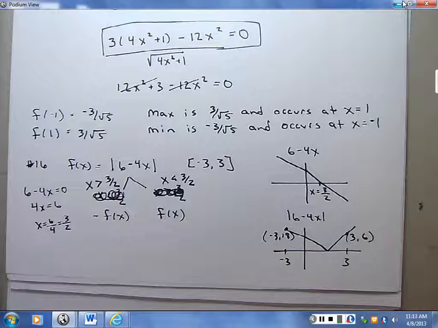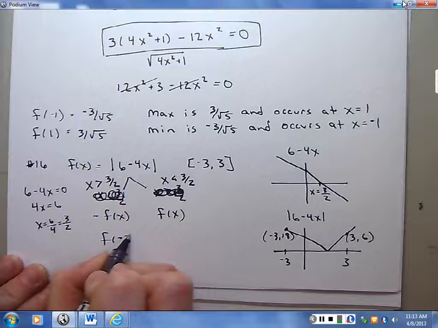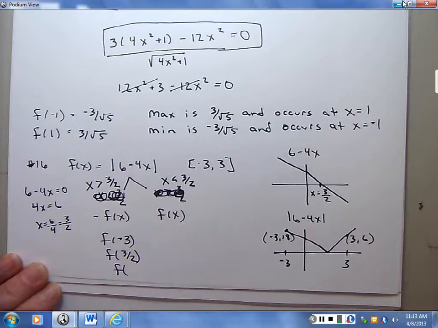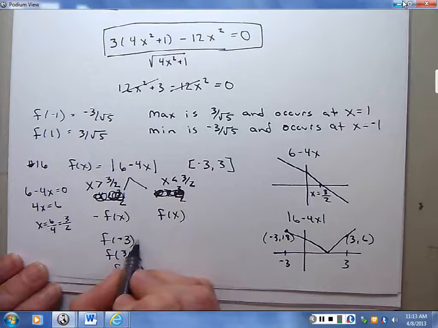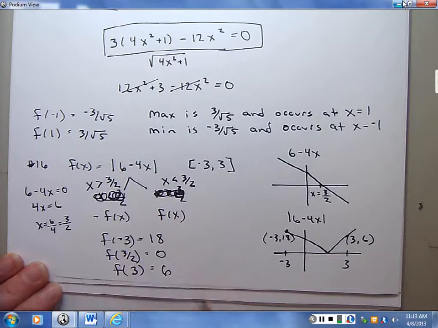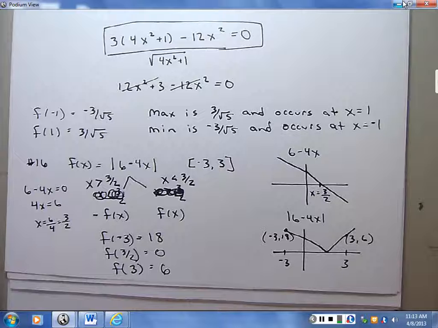So now I need to test any critical points. The critical points would be 3 over 2, and then you test f of minus 3, f of 3 over 2, and f of 3. This would be 18, 0, and 6. So the maximum is when x is minus 3. The minimum is when x is 3 over 2, which is 0.